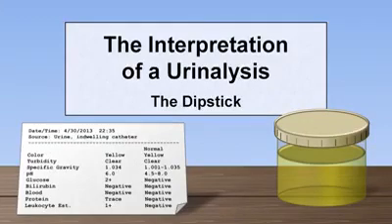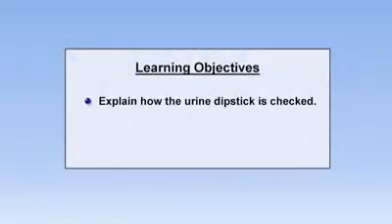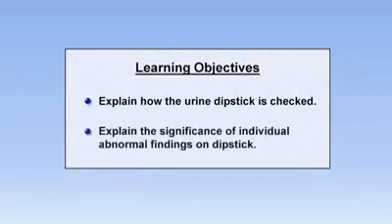This is part 2 of a 3-part series on the interpretation of the urinalysis, and I'll be focusing on the dipstick. The learning objectives here are to be able to explain how the dipstick is checked, and to explain the significance of individual abnormal findings.